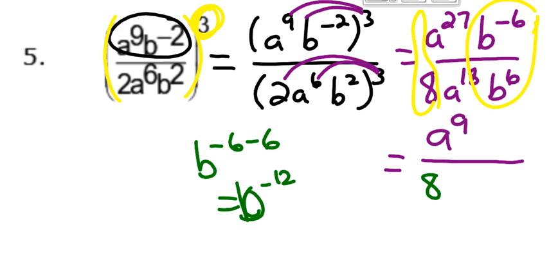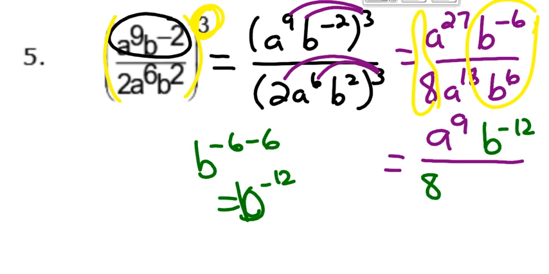Okay, so I've got b to the negative 12 here. Except what do we know about negative exponents? We talked about negative exponents. If I have something that has a negative exponent, I have to put it on the bottom. So if it starts on top, it goes down. If it starts on the bottom, it goes up.